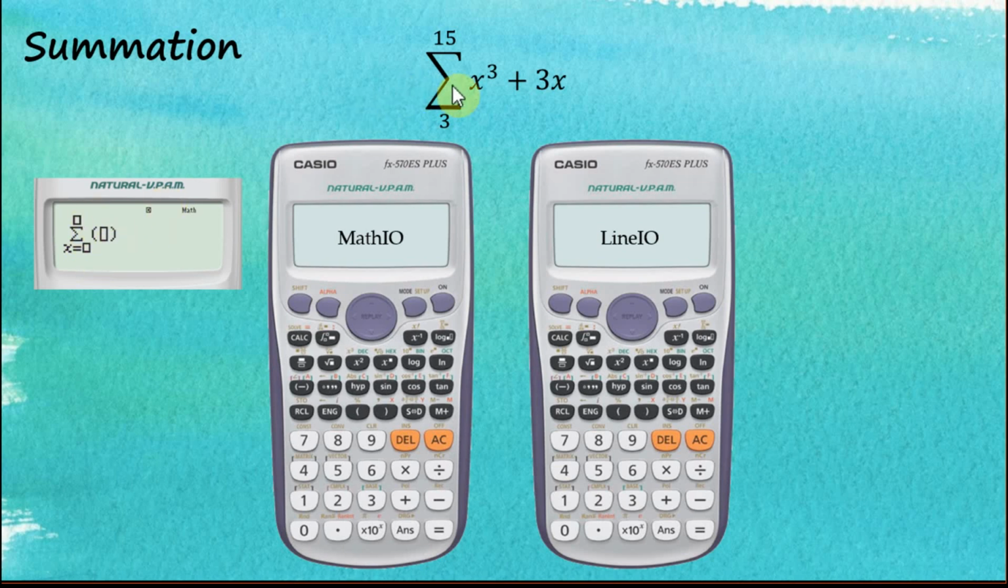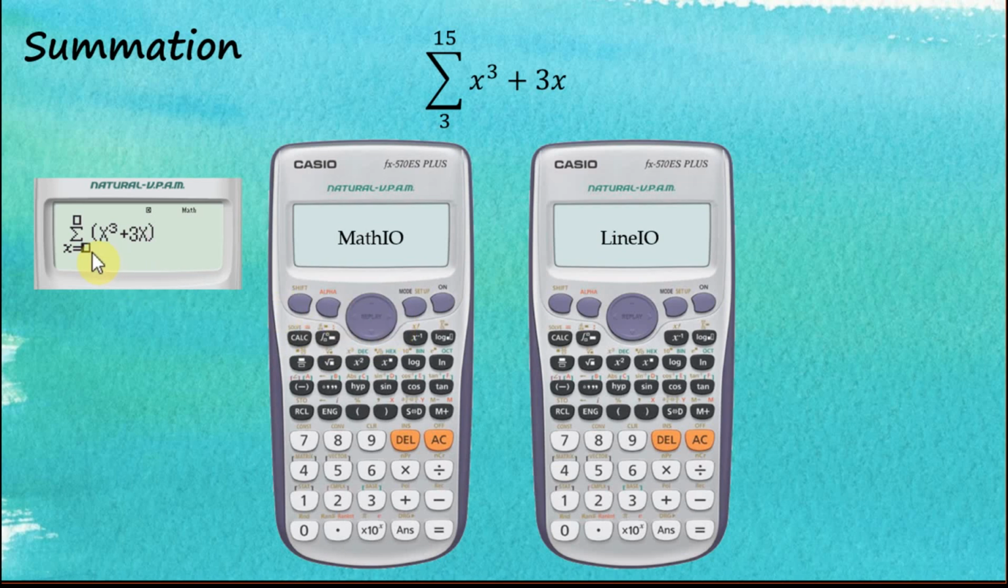And the first one is for the function x cubed plus 3x. So let's start: alpha x, okay, and for cube, let's say we use this one, so shift cube, and then plus 3 alpha x. Okay, so that's all for the function, and we use the right button to move to the next container.